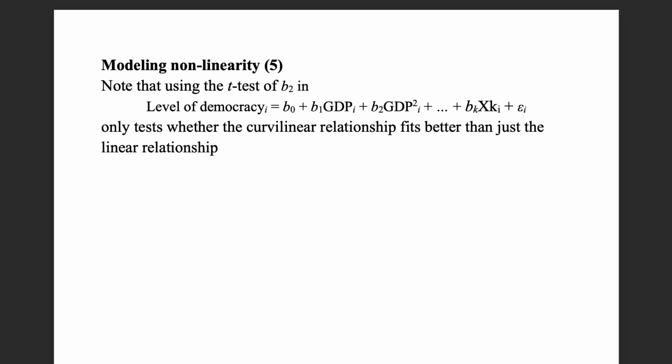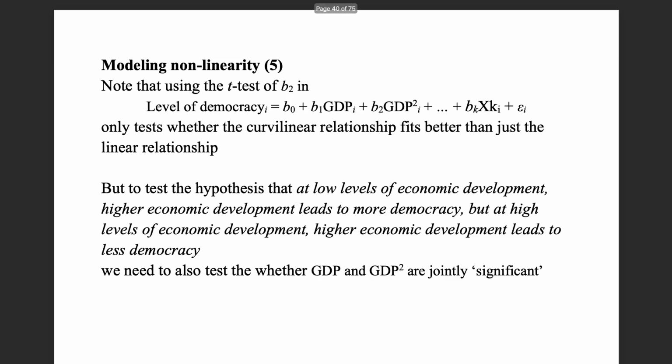It doesn't tell us about the overall effect of GDP, because we need both coefficients to represent the effect of GDP. So the only thing that the t-test for B2 tells us is whether the curvilinear relationship fits better with our data than just the linear relationship. But that's not what our hypothesis says. It doesn't say curvilinear fits better than linear. It actually says there is an effect, and that the effect itself is non-linear. That's a curvilinear relationship. So to represent that, we need all the terms. We need B1 and B2 to represent the effect that we expect in the hypothesis here.